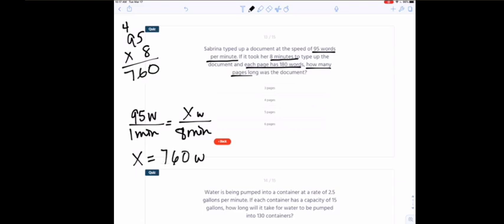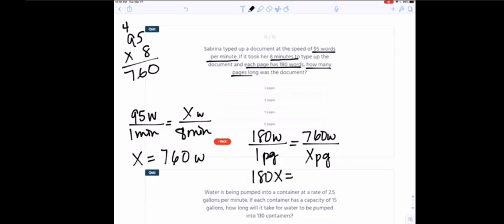So now that we know how many words there are, let's see how many pages we need to hold all of those words. Okay? So we have 180 words for every 1 page. And we have a total of 760 words, and we don't know how many pages it'll take. So far, so good? 180 times x is 180x. 1 times 760 is 760. I'm going to divide by 180 on each side, and look at that, I get to eliminate some zeros. I love eliminating zeros because that means I get to work with smaller numbers.